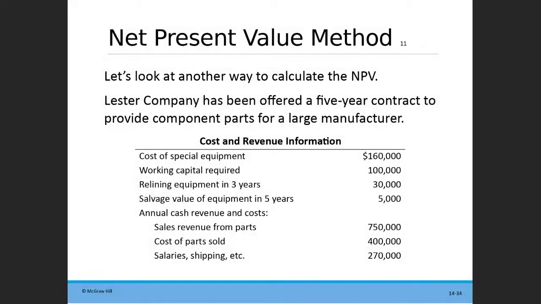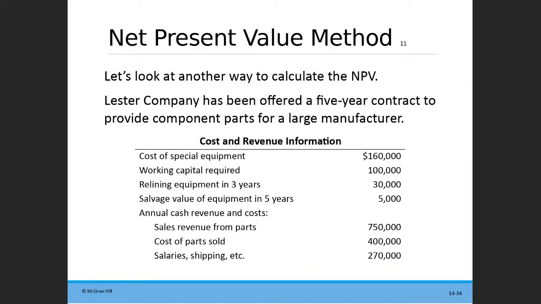Now we're going to look at the same problem, but we're going to look at each individual year's cash flow, because you don't always have the same cash flow. Like, you can't really necessarily use the present value of an annuity. You may have to use the present value for each separate year. So in this case, it's the same thing.